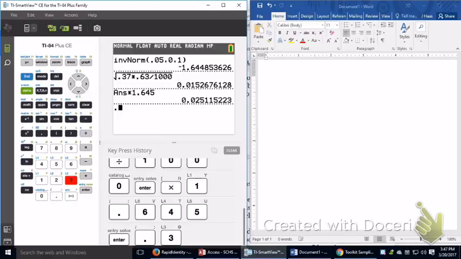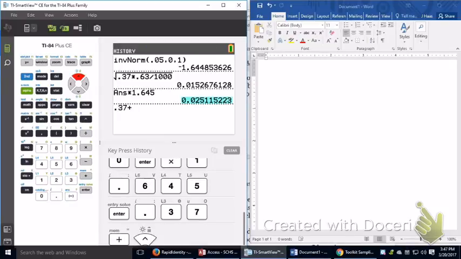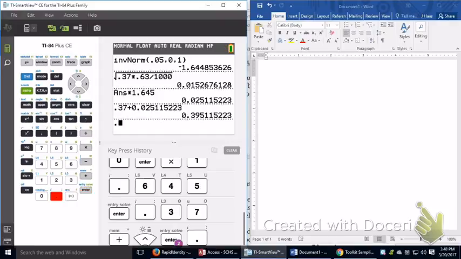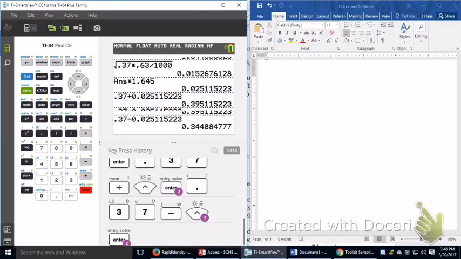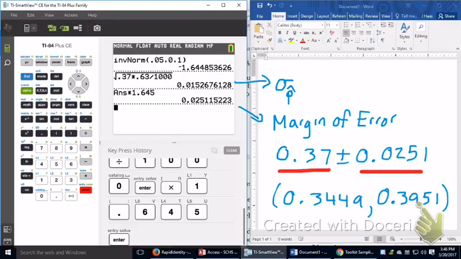So I'm going to take my 0.37 and add that number there. And also I'm going to do my 0.37 and subtract that same value. And that will show you this interval estimate. And you'll just write it that way. And basically this notation is just telling you that p hat lies somewhere between 0.3449 and 0.3951.